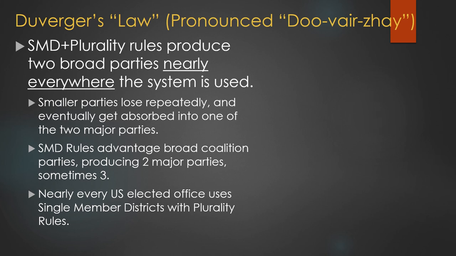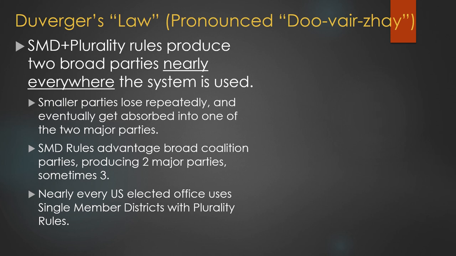Because, as we talked about, smaller parties in the single member district, plurality system lose repeatedly and eventually get absorbed into one of the two major parties. They advantage the creation of broad coalitions like we have with our Democrats and Republicans, like we saw the other day. Broad coalitions. And when we look at how this works in the United States, nearly every single office uses some form of the single member district plurality rule system.